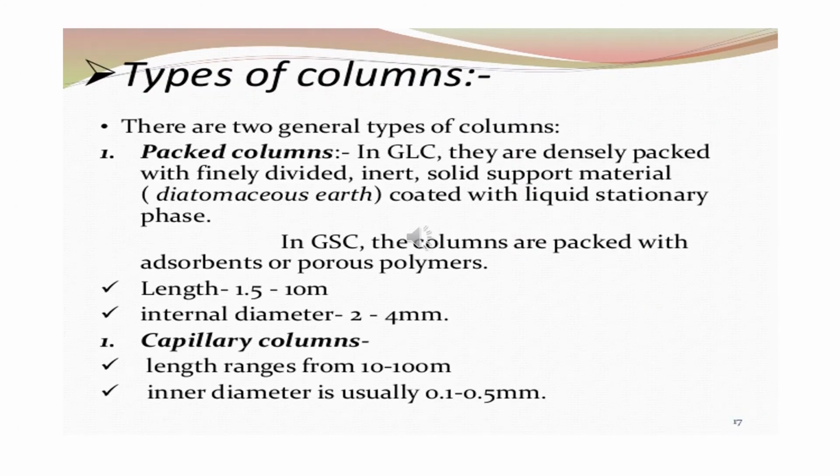Types of columns. There are two general types of column. First one is packed column. In GLC, they are densely packed with finely divided inert solid support material coated with liquid stationary phase. In GSC, the columns are packed with adsorbent or porous polymer. Length of the column is 1.5 to 10 meter. Internal diameter 2 to 4 millimeter. Capillary column length ranges from 10 to 100 meter. Inner diameter is usually 0.1 to 0.5 millimeter.